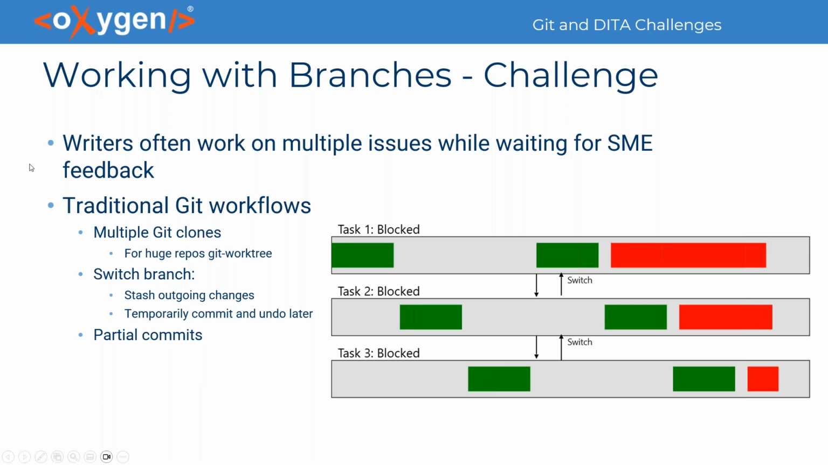What we saw with our clients is that they try several approaches, like using multiple Git clones for multiple versions of the product, and when the repositories are huge, they try to use advanced tricks like Git worktree, which is something very complex to set up and to teach the technical writers. Another approach is to always switch branches when you go to a different task, but then you have to either make a temporary commit or stash the outgoing changes that you have in progress, and so on.